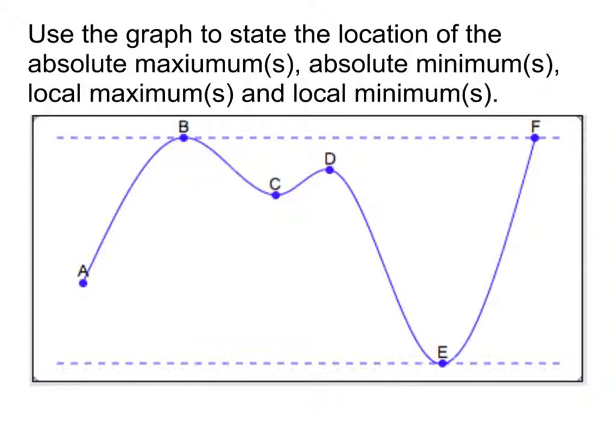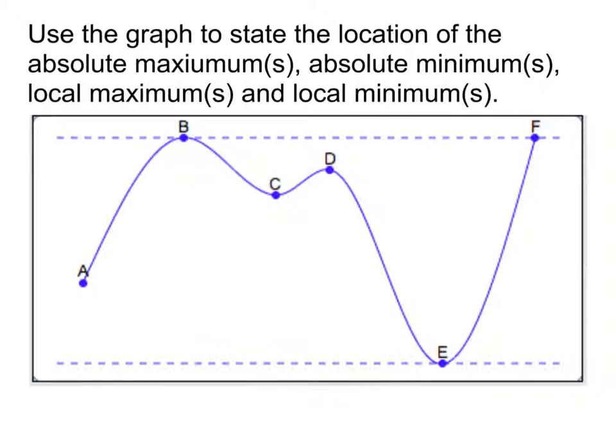Now what about local maximums and local minimums? So what's a local maximum? D. Is F a local maximum? It was an absolute maximum, so just on that basis we could say no. What about B? Is that a local maximum? Well, that was also an absolute maximum, so we could rule it out for that reason. So just the D there.